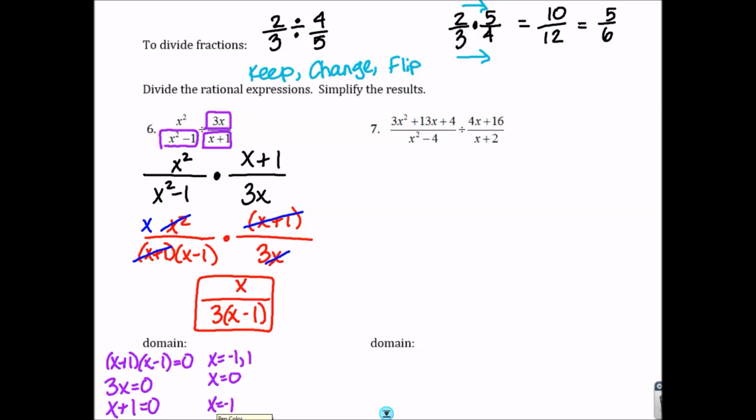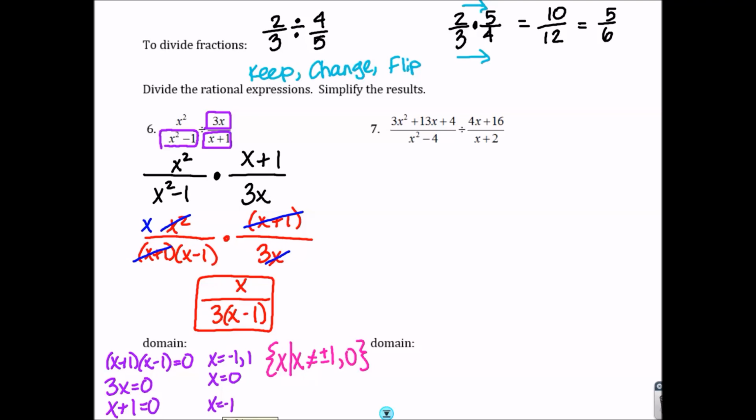So we don't need to write the -1 as a domain restriction twice, we can just write it once. So we can just say x such that x does not equal positive or -1, or 0. Let's try number 7.